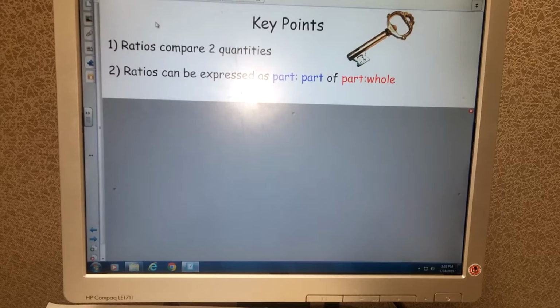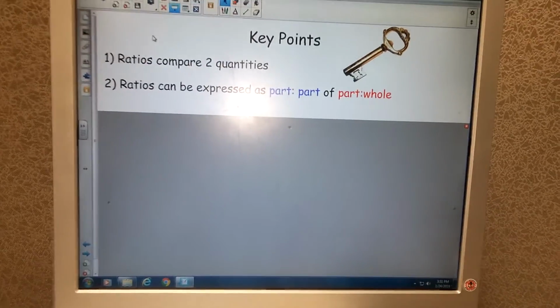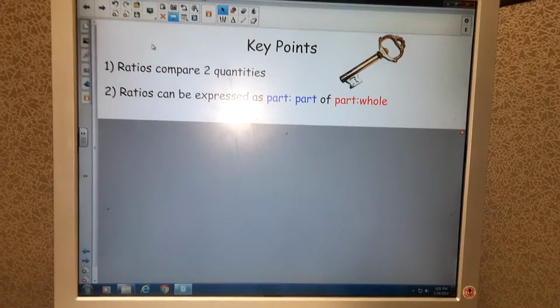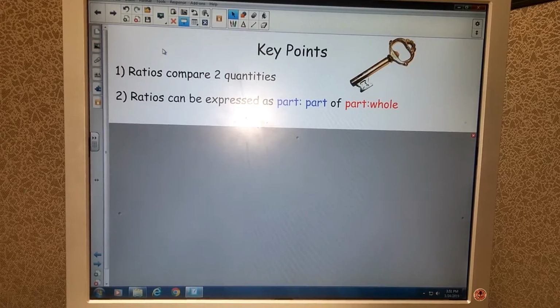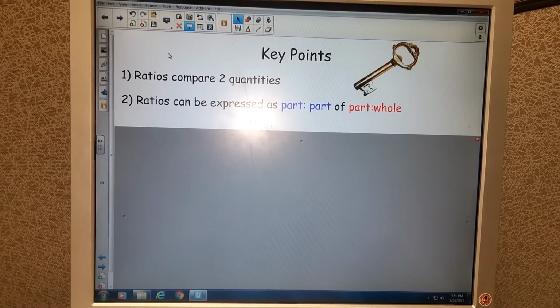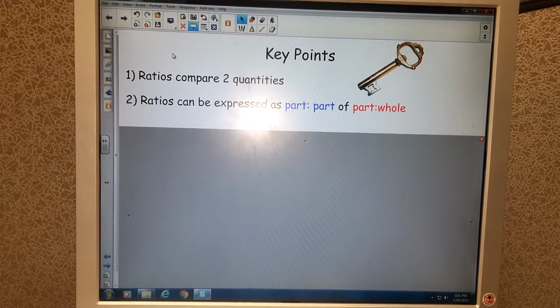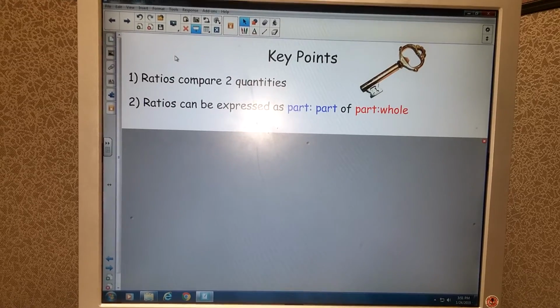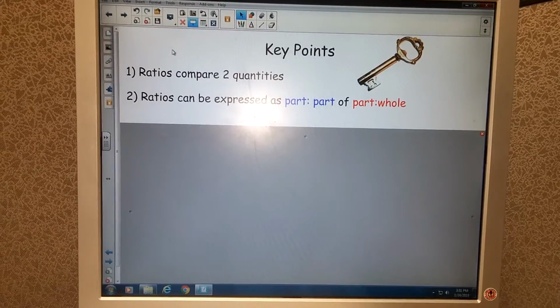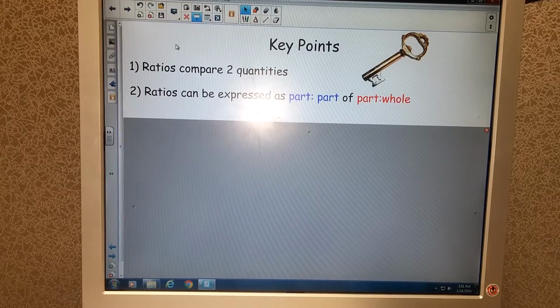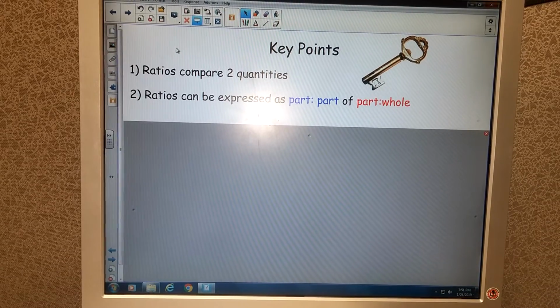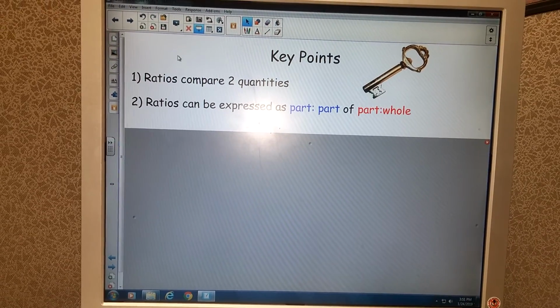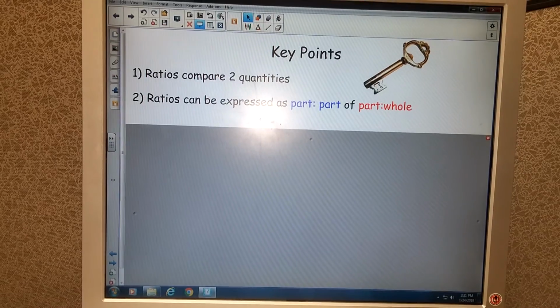Okay, ratios. There are two key points we're going to look at today, and this should go into your notes. First is that ratios compare two quantities. It could be calories per donut. It could be miles per hour. It could be boys to girls. It compares two different quantities. Also, ratios can be expressed in two major ways, part to part or part to whole. Make sure you pause the tape while you get the notes down.